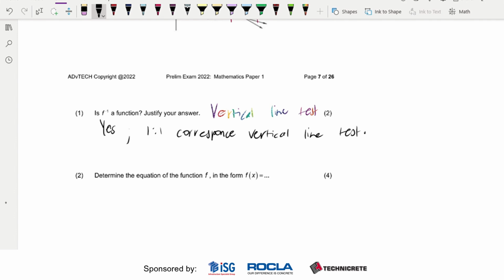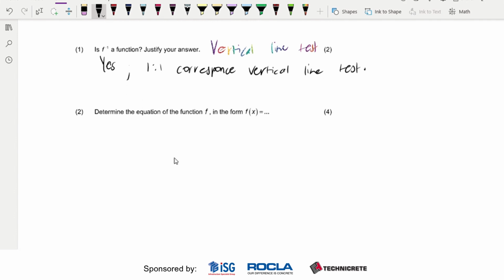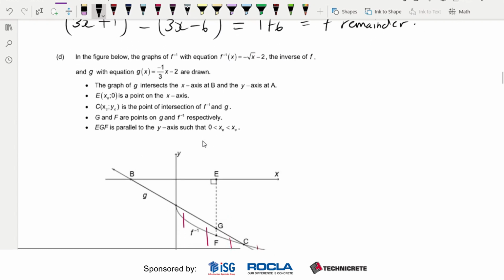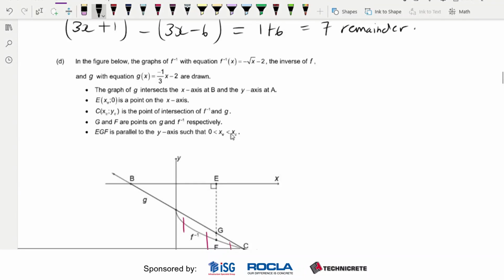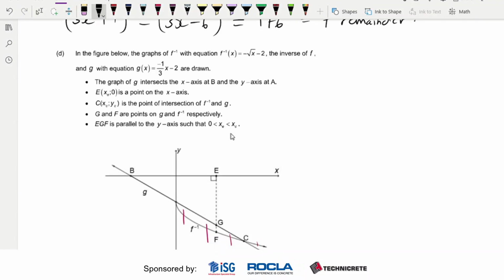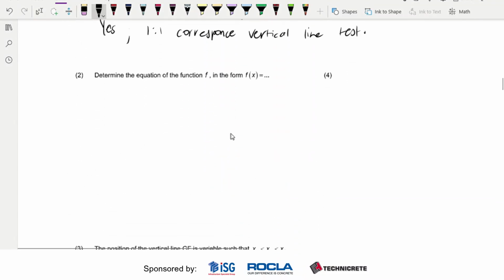And that's it. Next, we're asked to determine the equation of the function f in the form f of x is equal to. So now we have the inverse of f, and we need to find the original graph f. So let's look for the equation of the inverse of the function. So f negative 1 of x is negative square root of x minus 2. So y is equal to negative the square root of x minus 2.